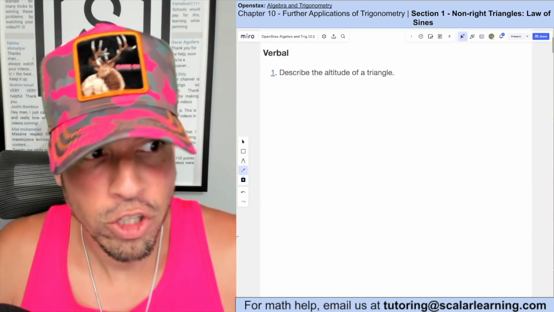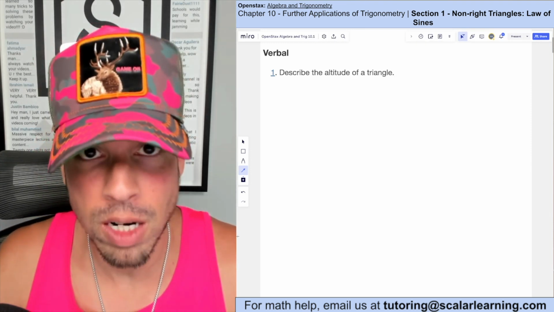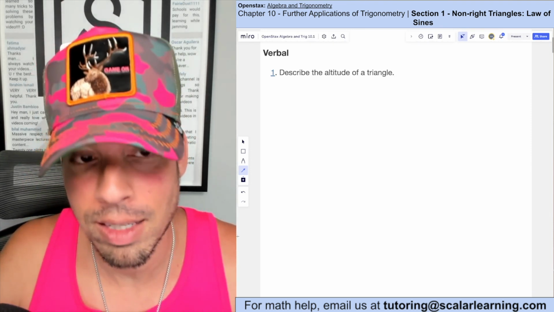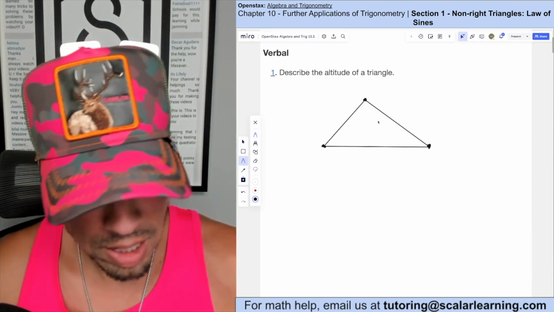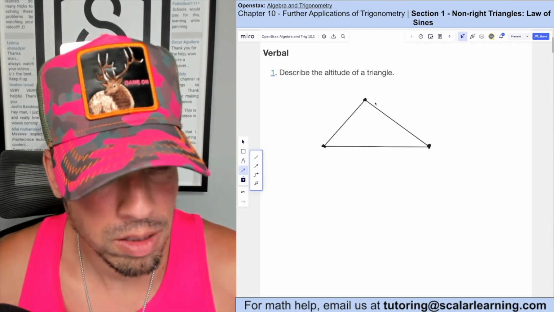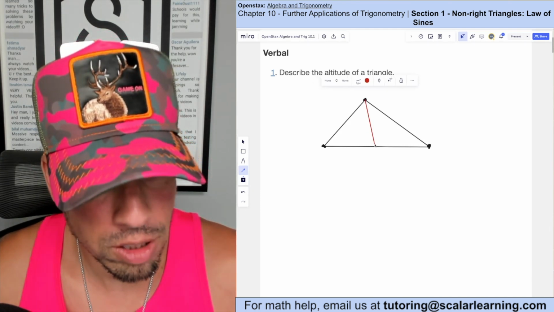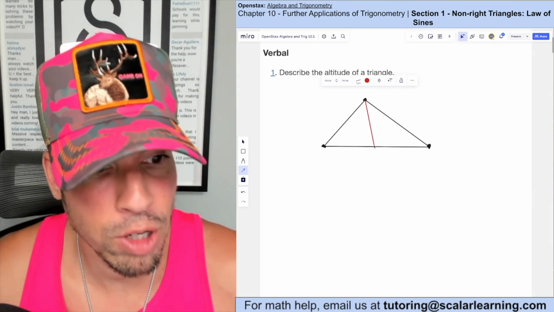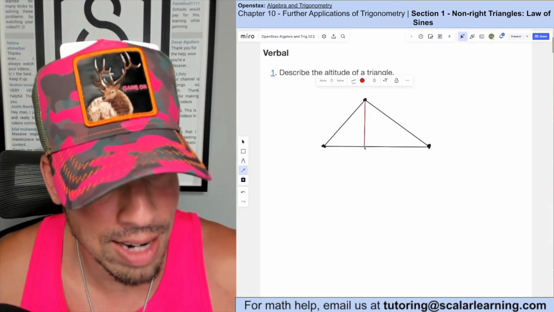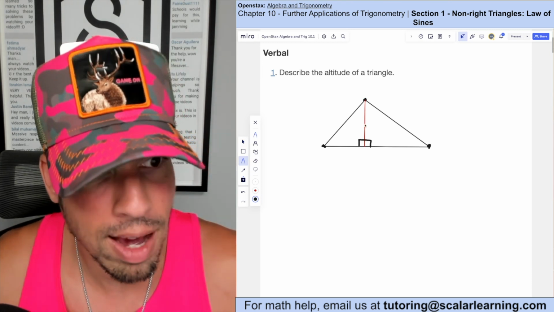Let's do it. Question number 1, describe the altitude of a triangle. So before I describe it, let me draw one out and show you what it looks like, and then I can explain it. So let's say we have a triangle like this. An altitude would be a line that I could extend from a single vertex. Let's take the top one. And that comes down and touches the opposite side, but it touches it in a very particular way. It hits it at exactly 90 degrees. So it's perpendicular to the opposite side. So that would be an altitude.